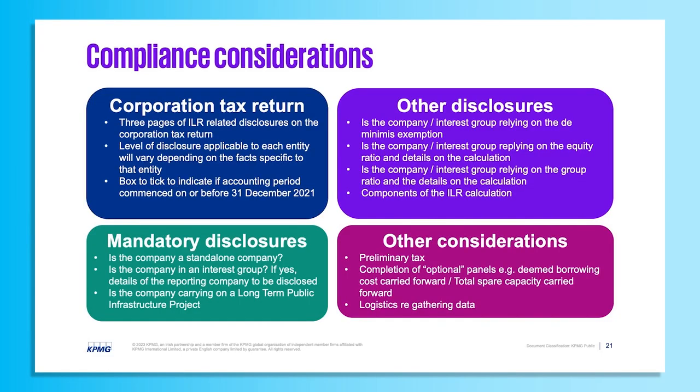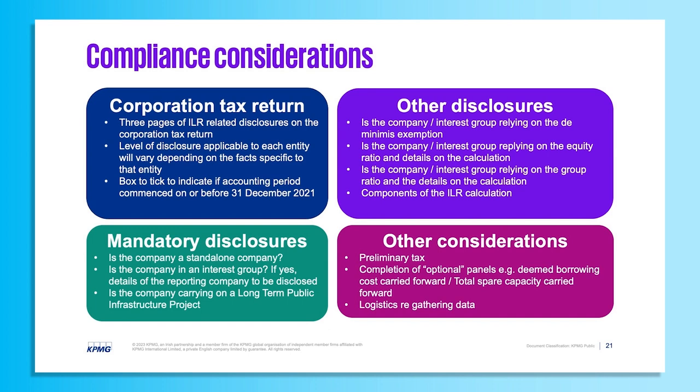Over recent years, the corporation tax return has been growing in length and in complexity. The 2022 corporation tax return continues with this trend and includes no less than 3 pages of ILR-related disclosures. The level of disclosures applicable to each entity will depend upon the specific facts applicable to that entity, and there are a mixture of both mandatory and optional disclosures within the return.